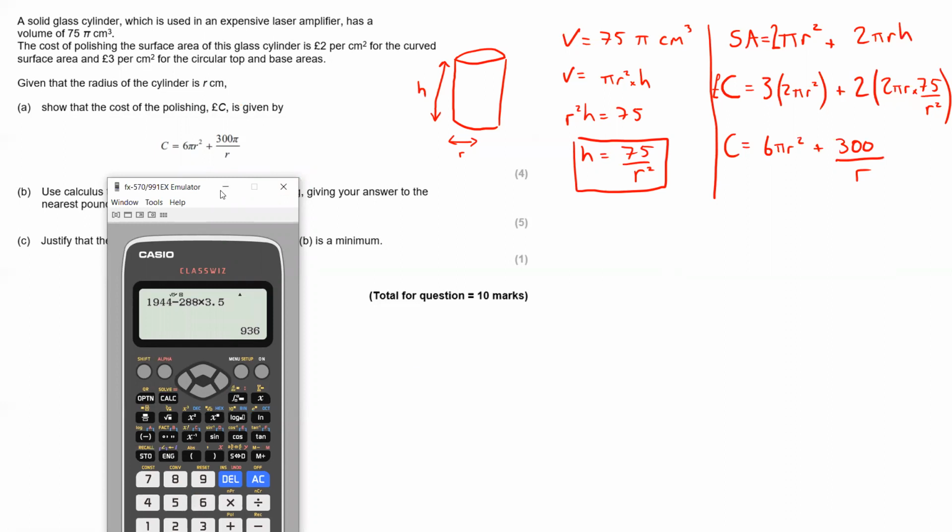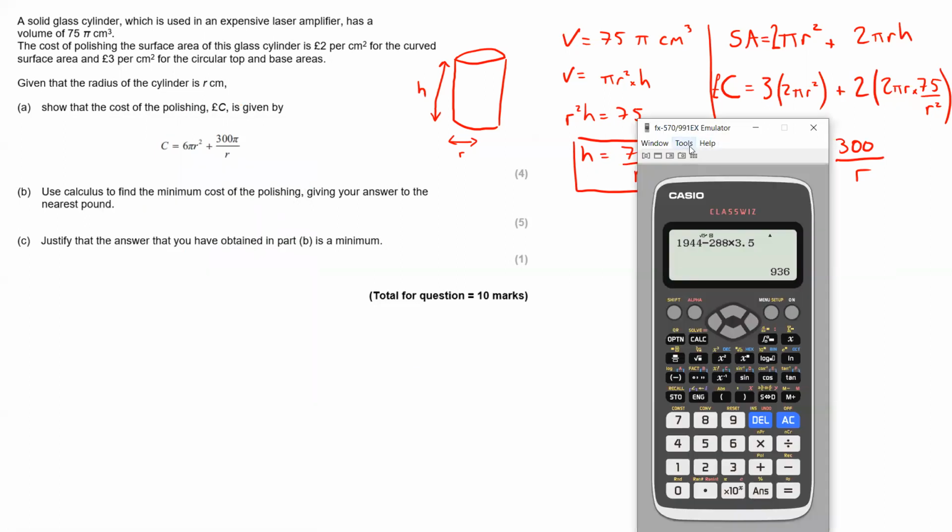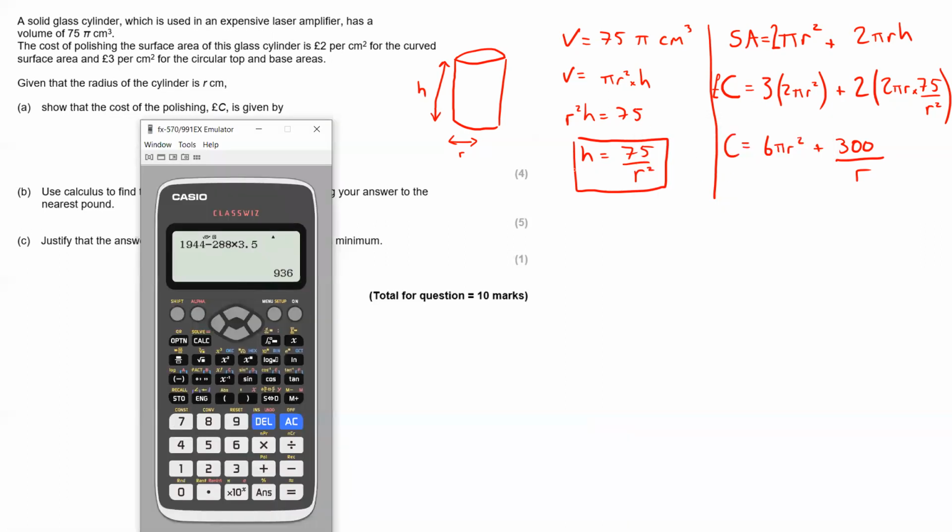Next up, it says to use calculus to find the minimum cost of polishing, giving your answer to the nearest pound. Technically we don't know it's a minimum yet, but we can assume that because the question's saying so. All we're going to do is differentiate this. I've got a C and an r, so dC/dr is equal to 12πr. And then this one is r to the minus 1, so the minus 1 comes down to give us minus 300, and the r to the minus 1 becomes r to the minus 2, which is r² at the bottom.